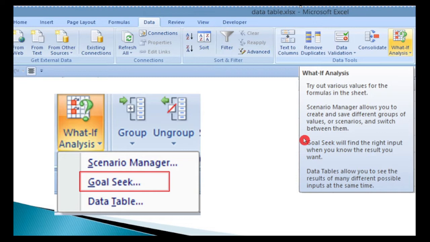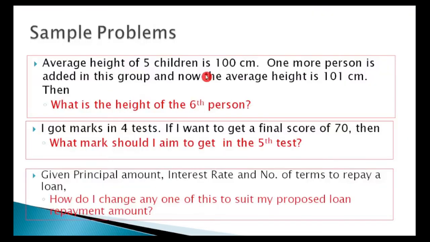I'll show you some of the problems that can be solved using GoalSeek analysis. In school days, we must have been given some problems like this. Average height of 5 children is 100 centimeter. One more person is added in this group and now the average height is 101 centimeter. Then, what is the height of the sixth person? We'll be doing some multiplication, addition, subtraction. You have one more question.